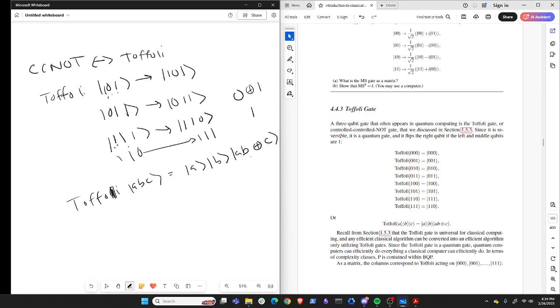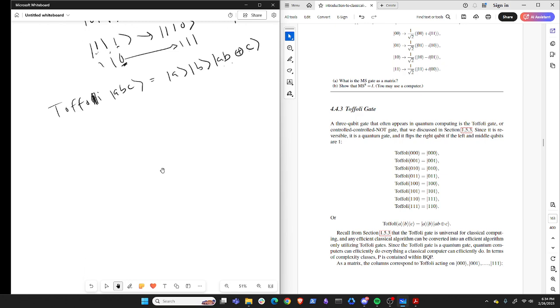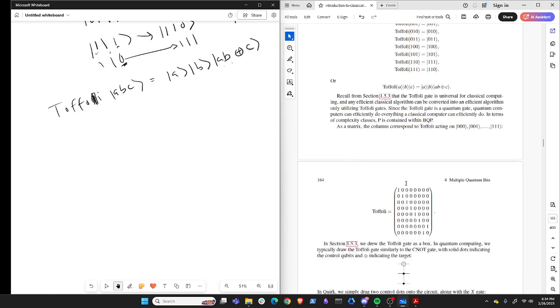But if we have 1 and 1 here, then 1 AND 1 is 1, XORed with C being 1 gives us 0. And similarly, 1 XOR 0 gives us 1. So it's just the AND of A and B XORed with C.